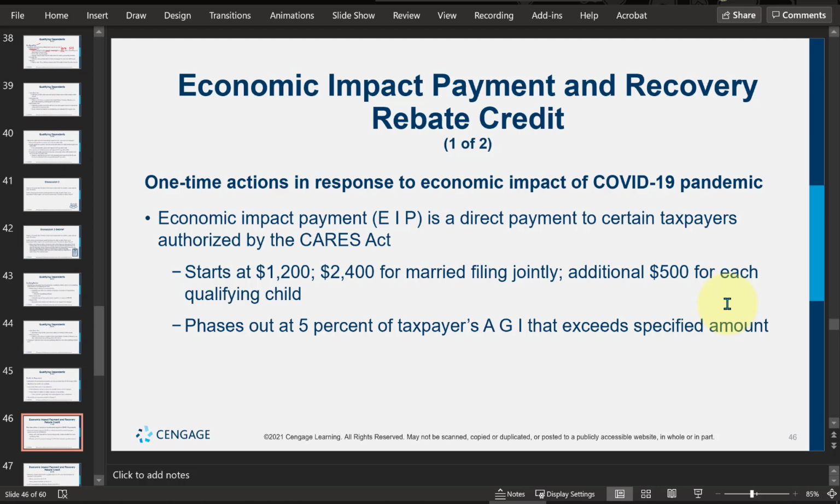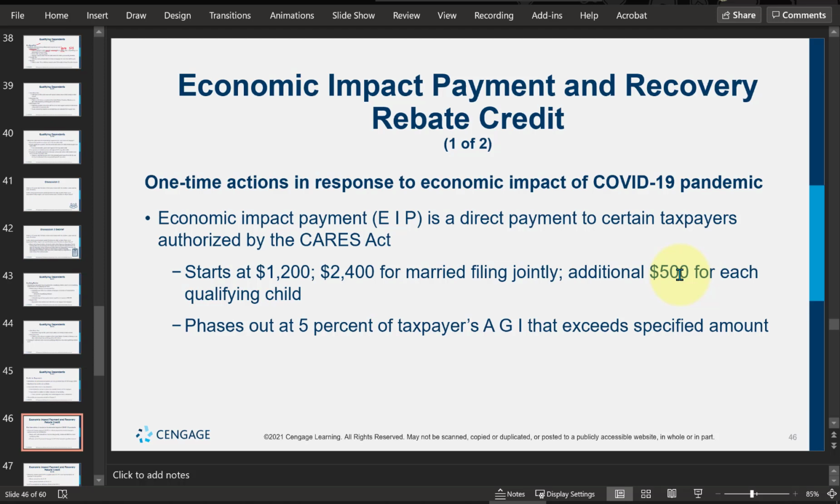Related to that, because of the pandemic situation, the government has been paying out to taxpayers, to residents, the so-called economic impact payment. And it can be increased if you have qualifying children, here $500 more for each child. This is only talking about, in our textbook, the first economic impact payment for the year 2020.